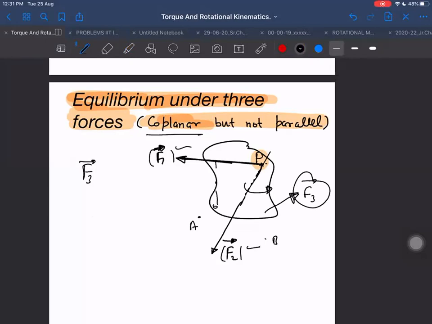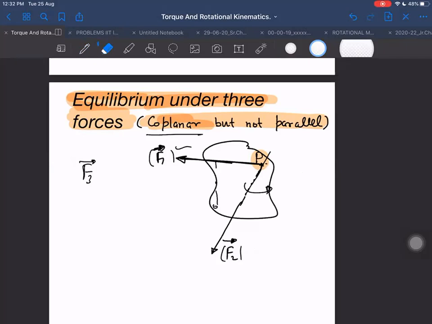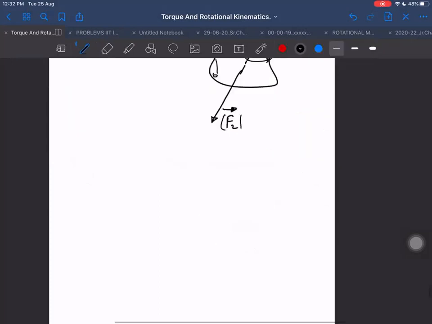If a body is in rotational equilibrium about one point, then it will be in rotational equilibrium about all other points in space. But if it is not in rotational equilibrium about point P, then it will not be in rotational equilibrium about point A, B, or any other point. Therefore, in order to make this body in equilibrium, the third force also must pass through the same point. All three forces must pass through the same point, if there are just three forces, and these are coplanar but not parallel. If these are parallel, then I can achieve it in another way also.